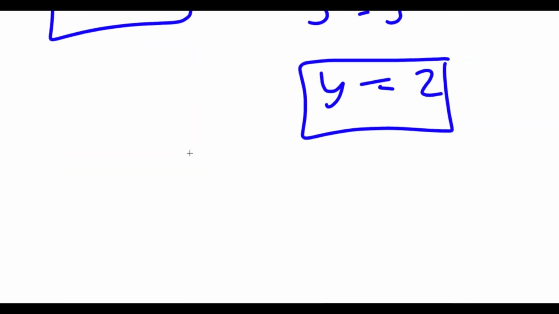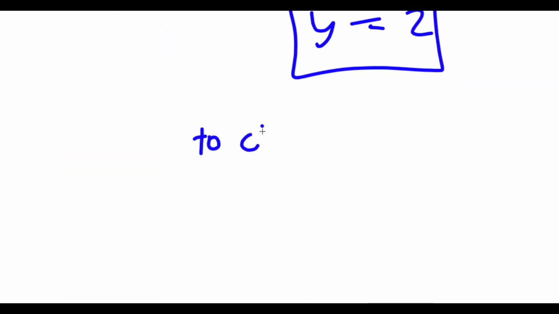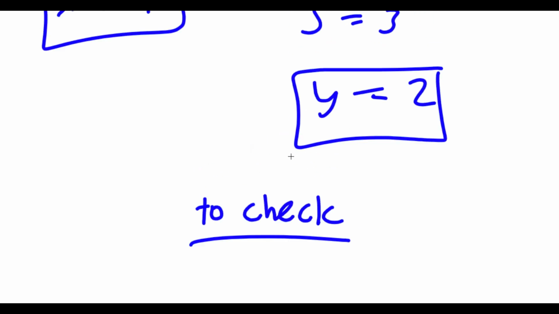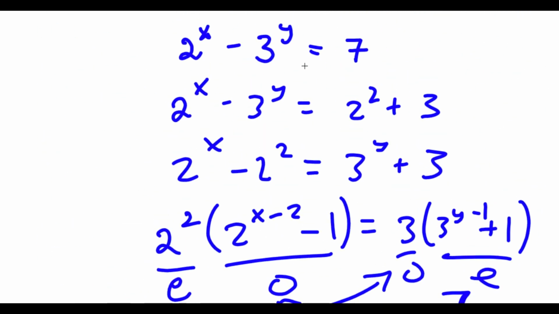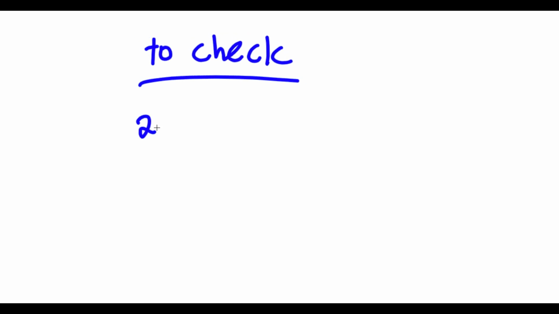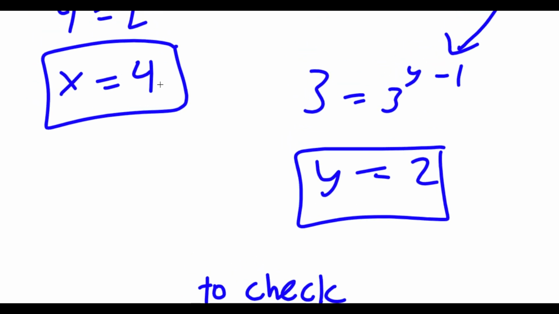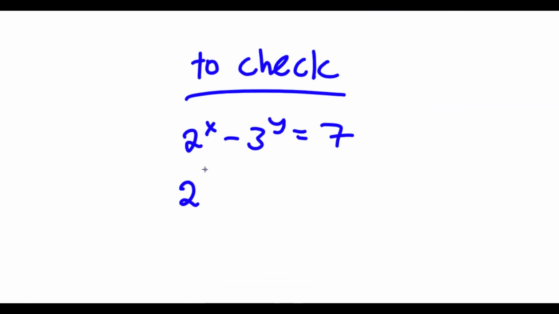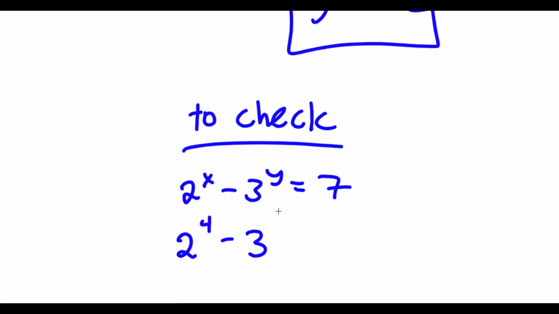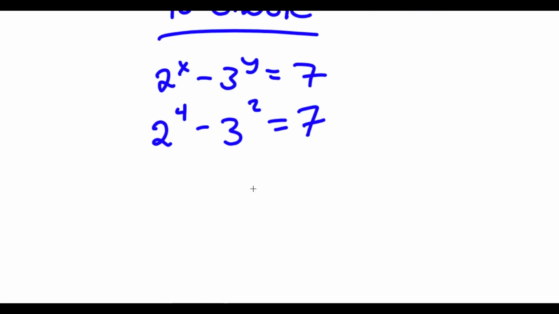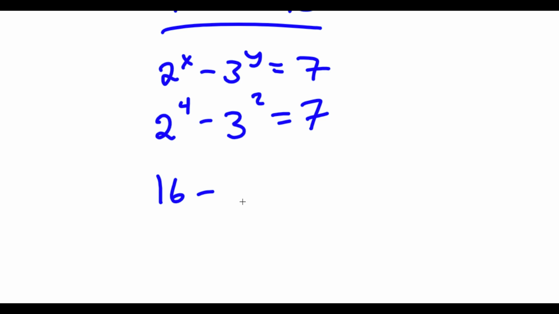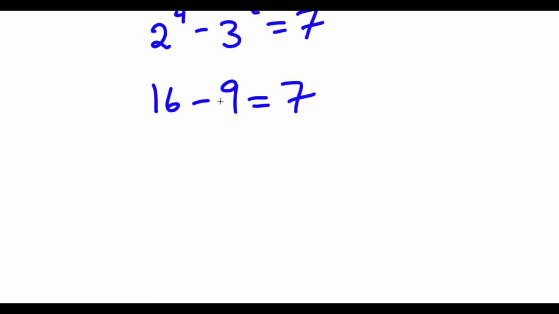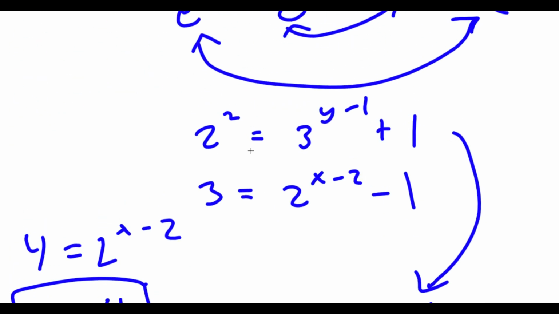I'm going to go ahead and check to see if these two are right. So my original equation was 2 to the power of x minus 3 to the power of y equals 7. So now we know that x equals 4, so I have 2 to the power of 4 minus 3 to the power of 2 is equal to 7. 2 to the power of 4 is 16. 3 squared is 9. 16 minus 9 is 7, so I get 7 is equal to 7. And because this is right, my solution is right.